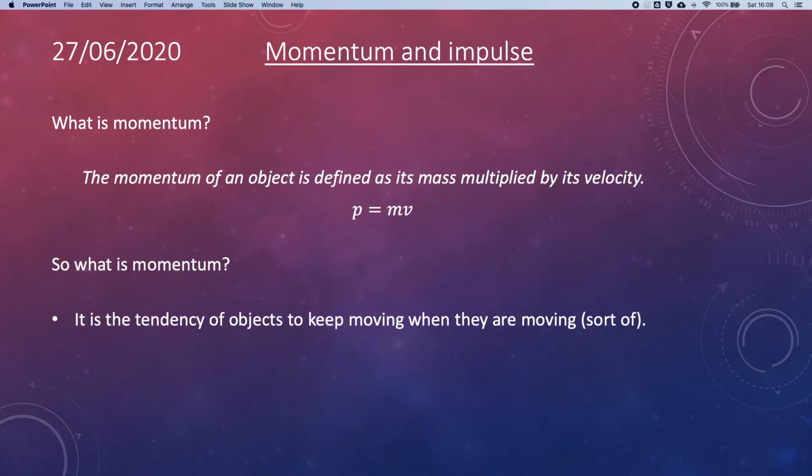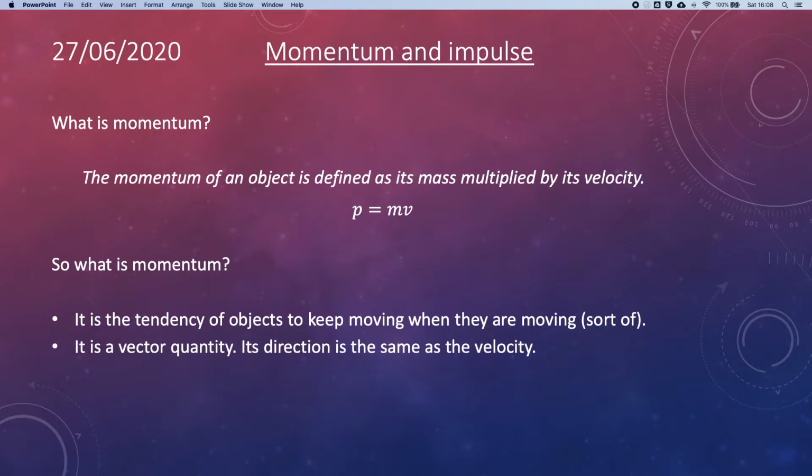It's really something like the tendency of objects to keep moving when they are moving. Sort of. It's a vector quantity. Its direction is the same as the velocity. So whatever direction the object's moving in, that's the direction that its momentum's in. So it's going to keep moving in that direction unless there's a force on it. And that's our link there to Newton's laws, isn't it? We need a force to make something change its velocity, change its momentum in this case.